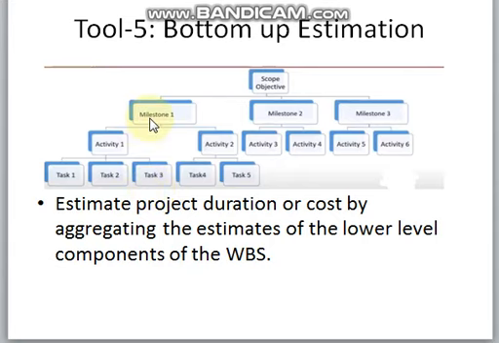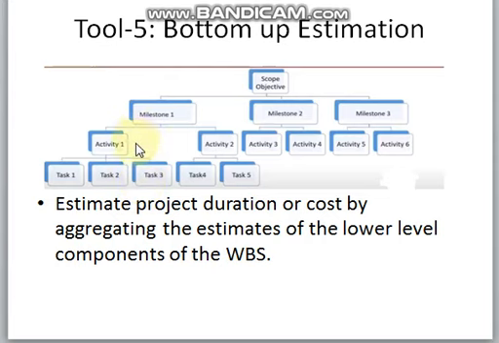Now we do the bottom-up estimation. As you all can see, this is a work breakdown structure and we have discussed it many times. That means for task 1, 2 and 3, the amount of time or cost required to complete tasks 1, 2 and 3, we need to sum up the duration or cost. It will give us the cost or duration for activity 1.